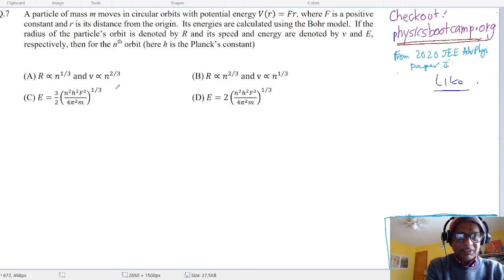So you have to check each of the answers. There are two kinds of answers here. One is for R and V, another is for E, which is energy. So the problem is about, let's read this.